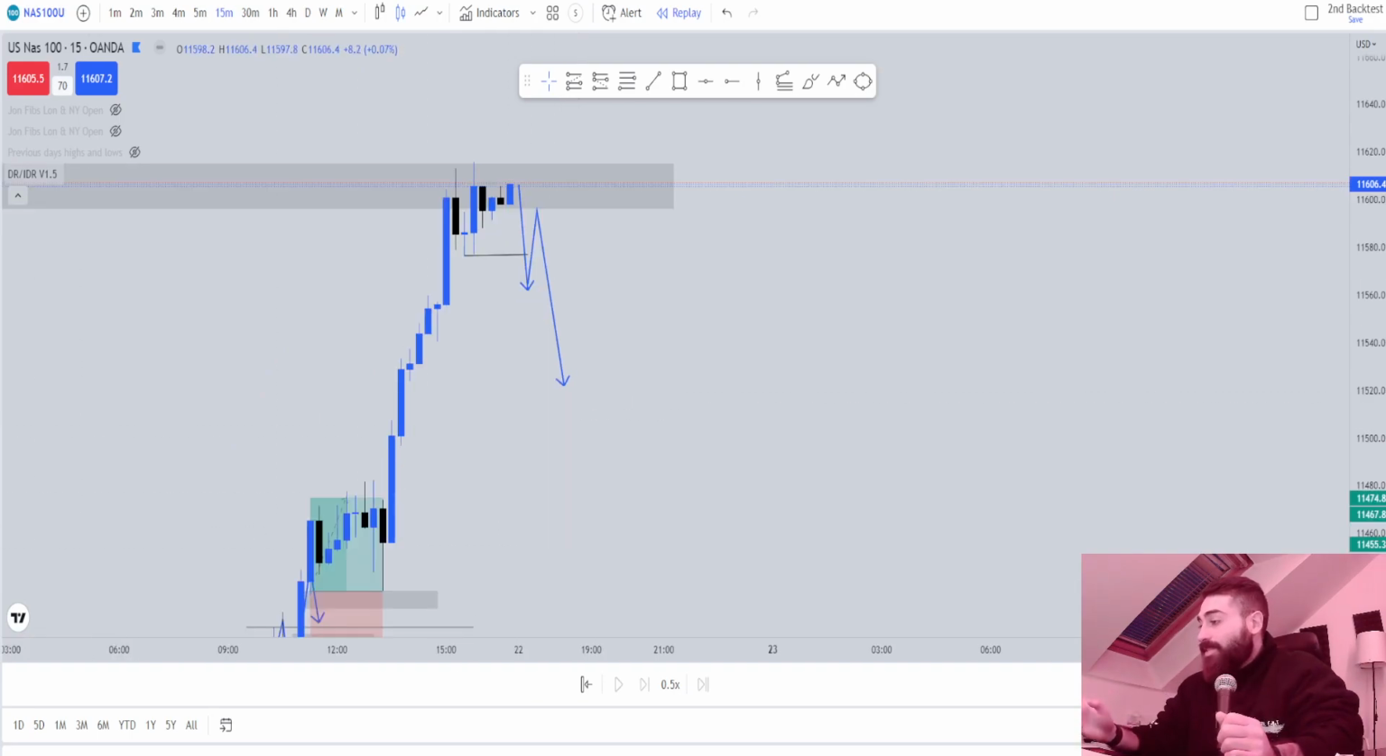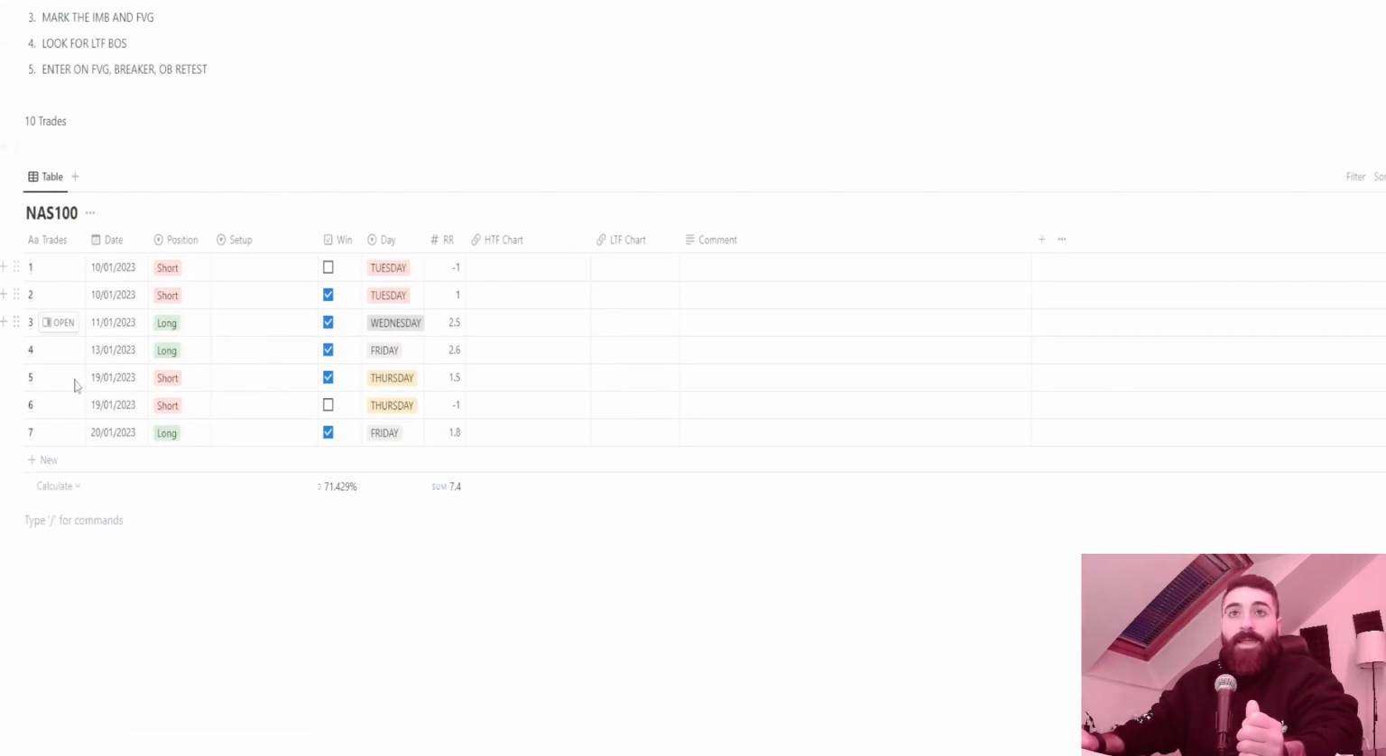So the stats that we got, I'm gonna be sharing them right now. This is Notion. Okay, so within 10 trading days, we got a 71% win rate and 7.4% return. Risk to reward, which is the return, is 7.4, risking 1%. I think these are pretty good stats.